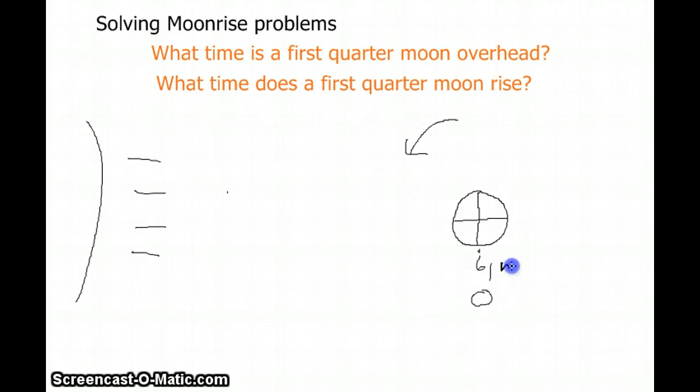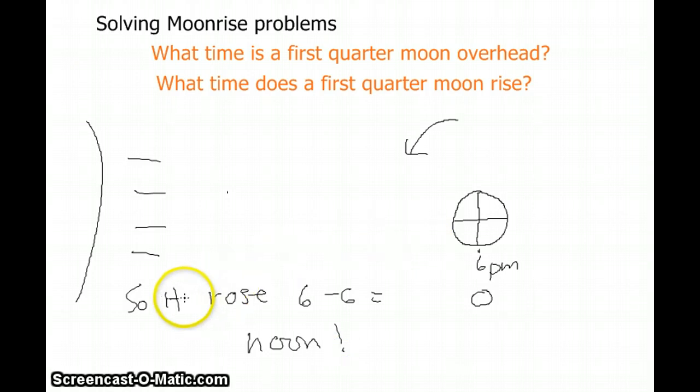So 6 p.m. it's overhead. So it rose 6 hours before that. Well, I hope you can read that. So it rose 6 minus 6 equals 0, 0 o'clock, that would be noon. You can kind of see it on these diagrams. If it's overhead at 6 p.m., then around the corner here, this is where you can first see it as Earth is rotating. But these pictures are not to scale, and it's not very convincing. So I prefer the subtract 6 hours to find out when it rose method.